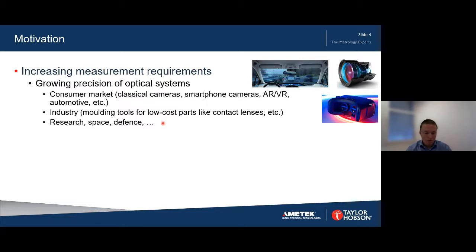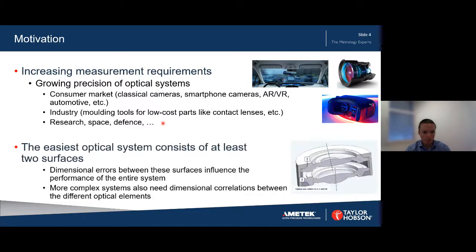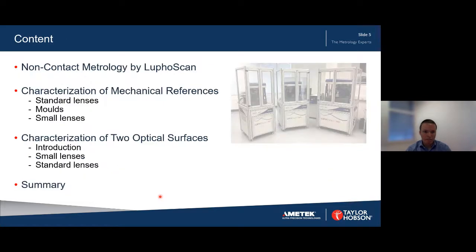And of course you have to think of a single surface like a mirror, but if you have an optical system, you typically have at least 2 optical surfaces. That's the easiest system, just a lens, your front side and back side. And when you think of an optical system, the mechanical alignment of the system gets important too. So you have to think about the mechanical references, but also about the relation or correlation of top and back surface, if there's a wedge or Decentre error, and the lens thickness. And that's why we are talking about this today.